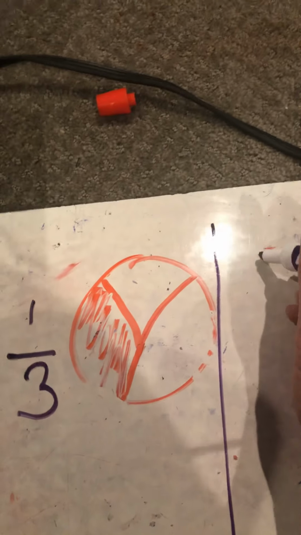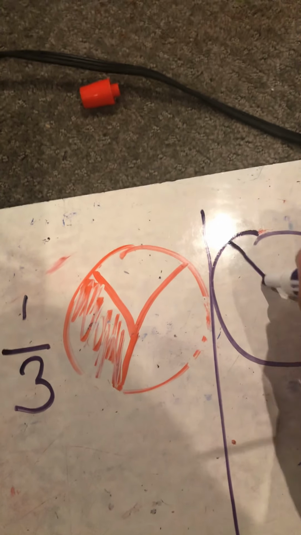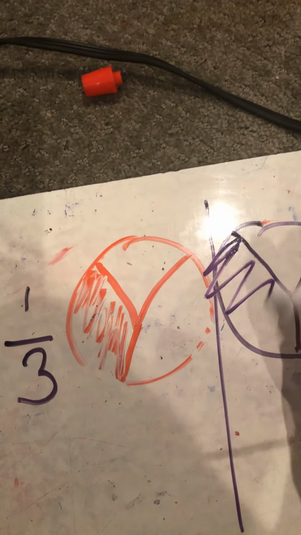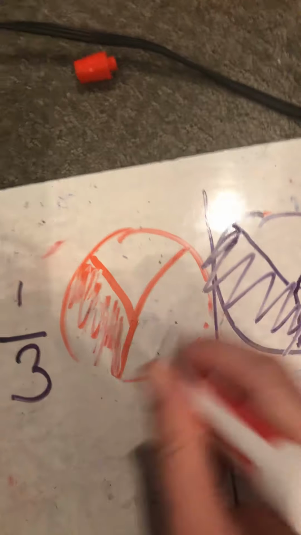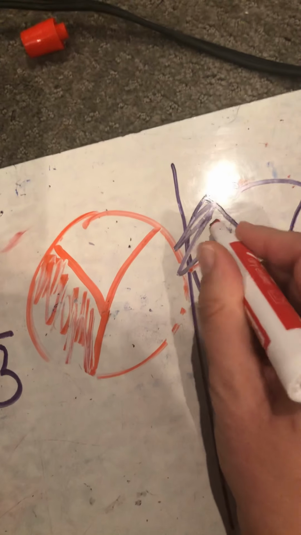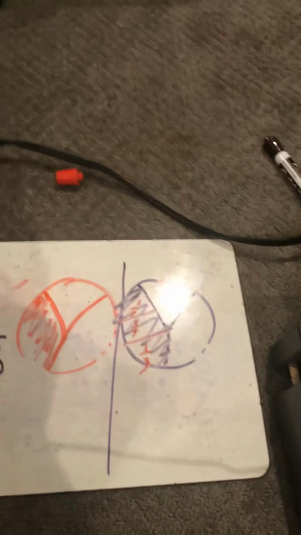On the right-hand side, you're going to have the same circle, the same shape, and the same shaded part. Now what they're going to ask you to do is cut the shaded part into thirds. So I need to make this as equal as I can. 1/3, 1/3, 1/3. With fractions, you want to make them as equal as you can. So that's just how you do your homework page.